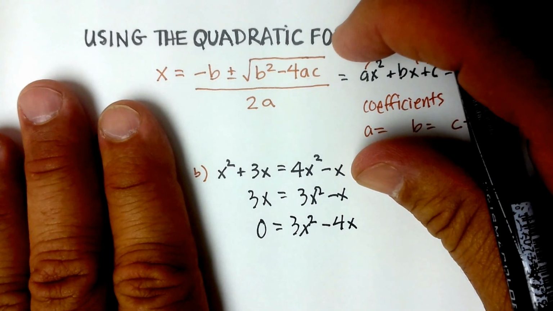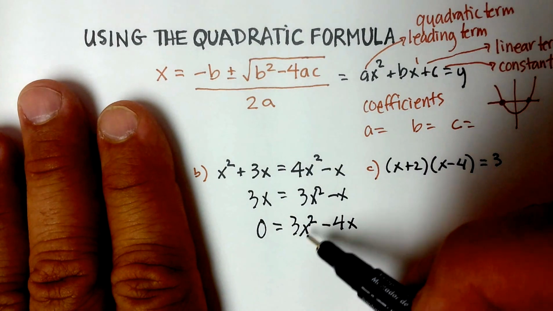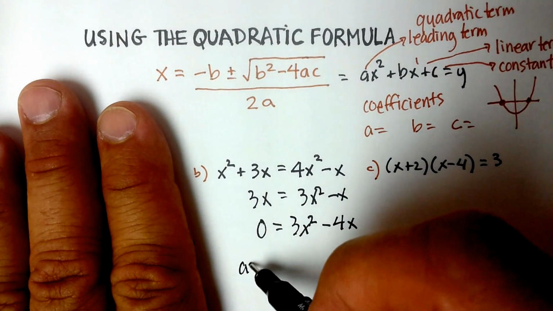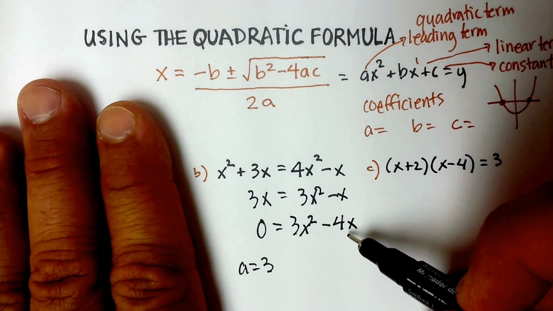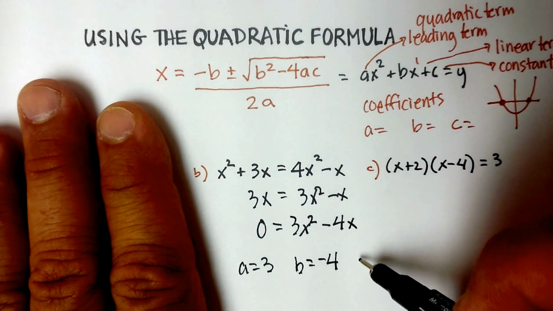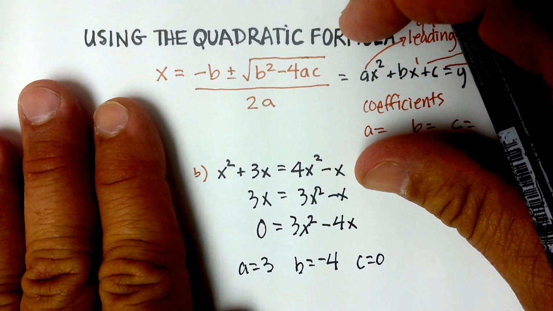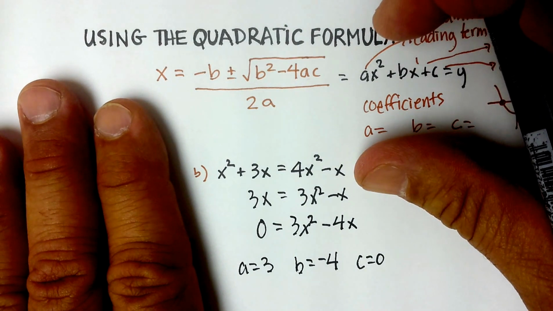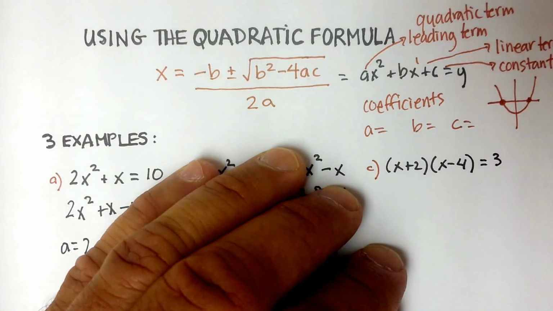Now, where's the a, the b, and the c here? Well, the a, again, is the quadratic coefficient. So a is going to be equal to 3. The b is the linear coefficient, and that's just equal to -4. Since there is no c, c is just 0. Okay, so you would put 3, -4, and 0 through the quadratic formula, and you would solve for that answer there. Okay, now let's look at the last one.